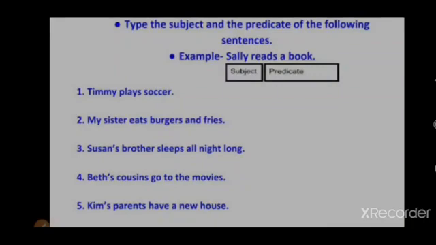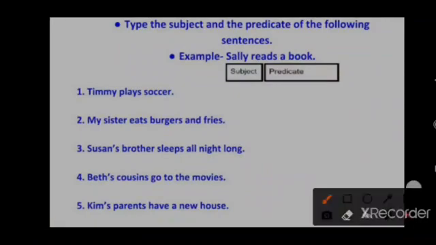Look at the first sentence. Timmy plays soccer. So whom we are talking about in this sentence? Timmy. So Timmy is the subject, plays soccer is the predicate. So what is the subject doing? Plays soccer. So it is called predicate.